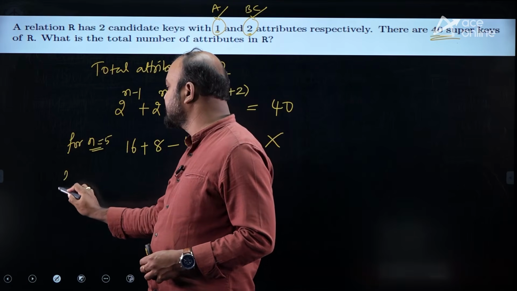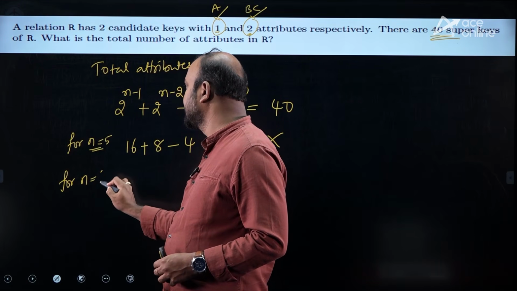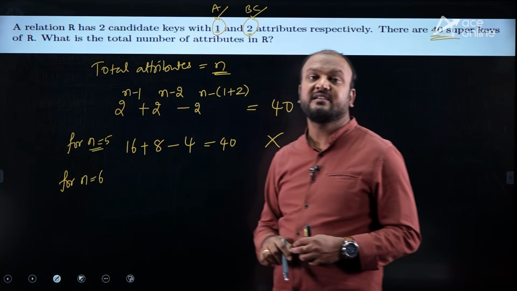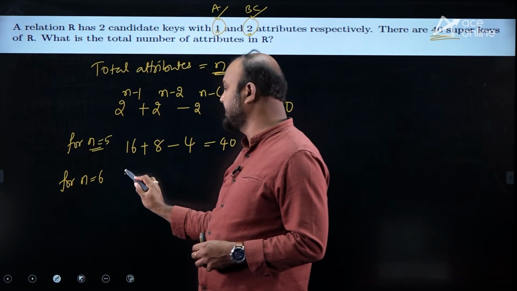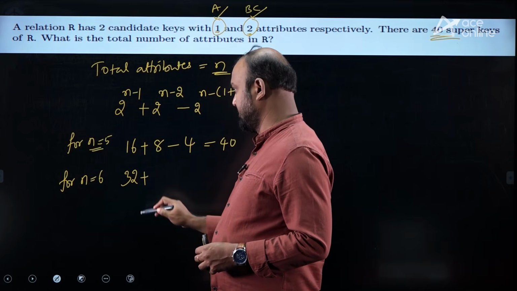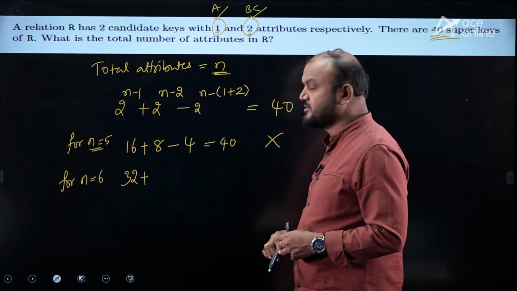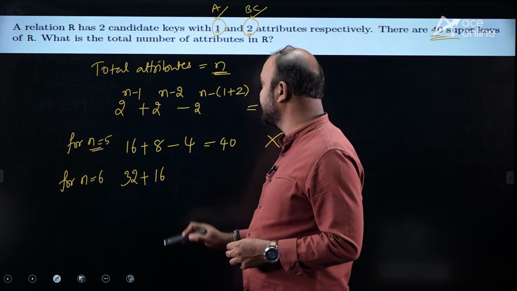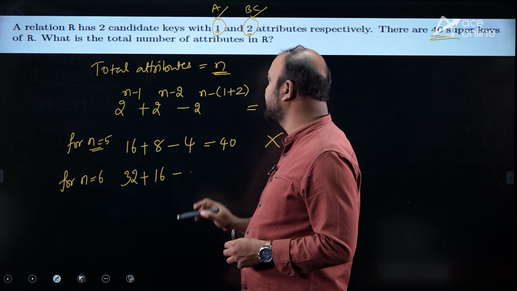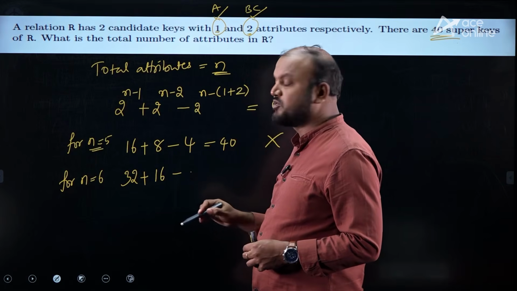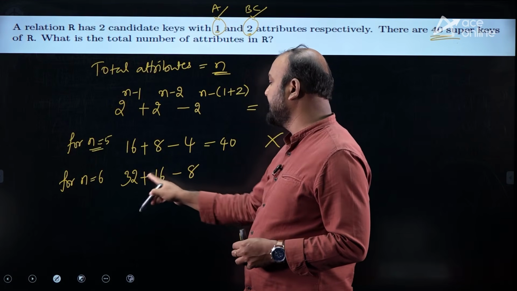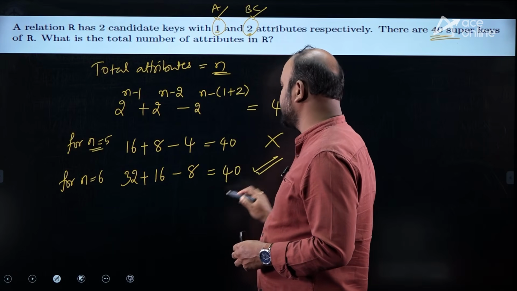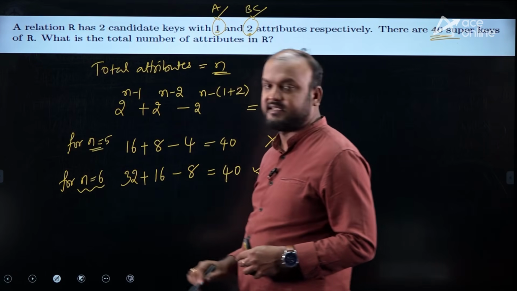So for n equal to 6, you can try. 2 to the power of 6 minus 1 means 2 to the power of 5, which is 32, plus 2 to the power of 6 minus 2, which means 2 to the power of 4, that is 16. 32 plus 16, 48, minus 2 to the power of 6 minus 3, which means 2 to the power of 3, 8. 48 minus 8, 40. This is correct. So the number of attributes is 6.